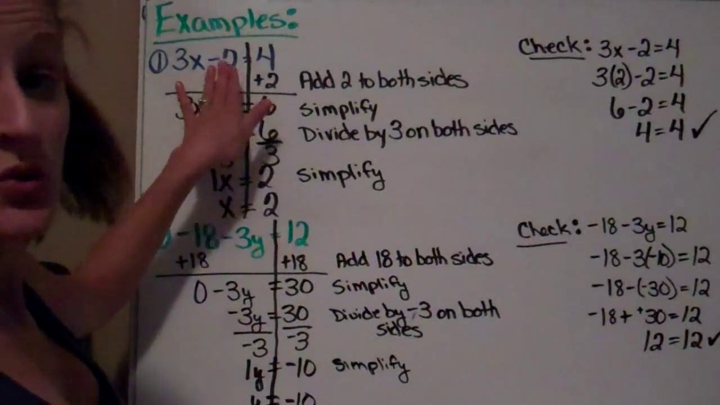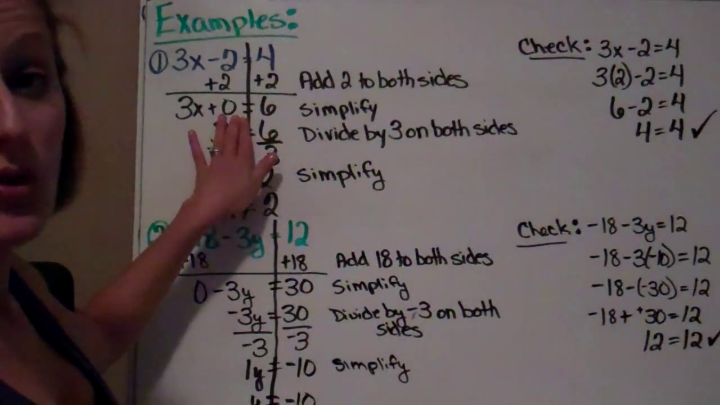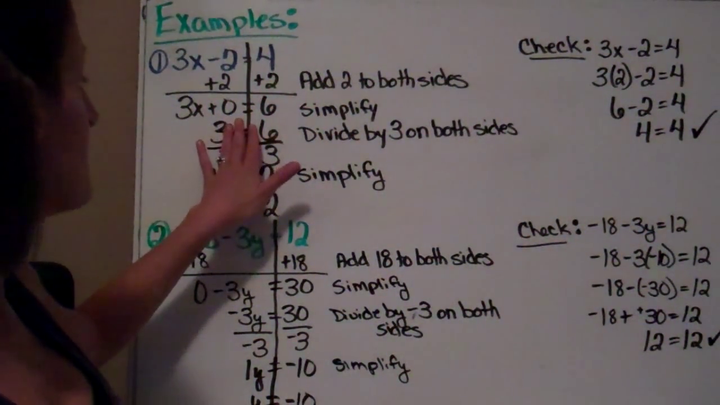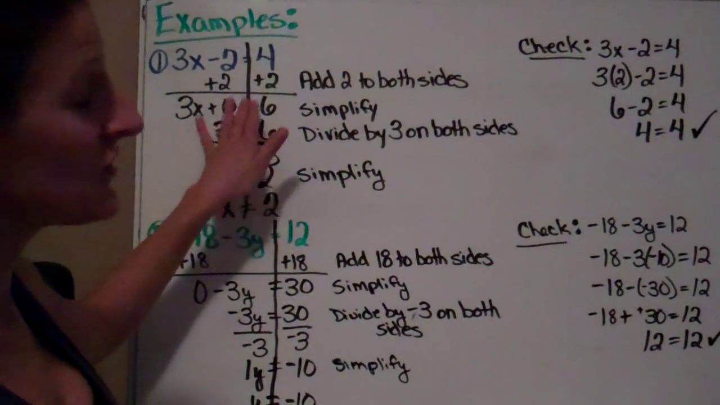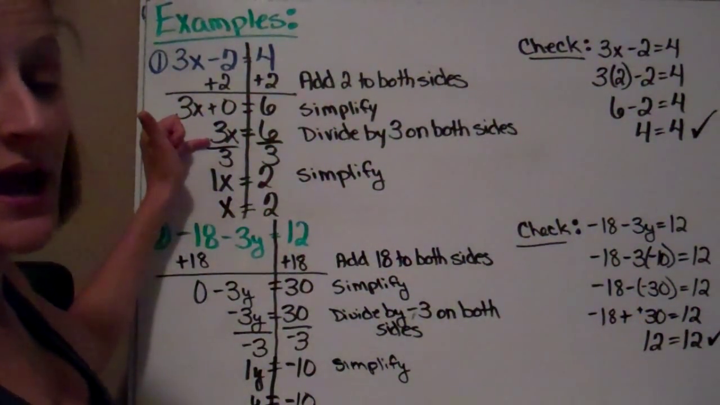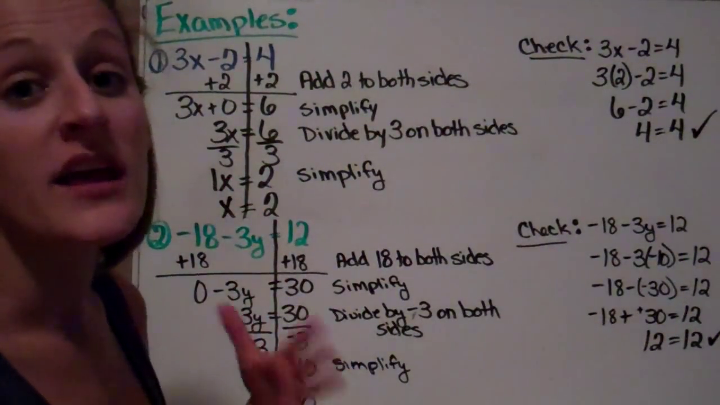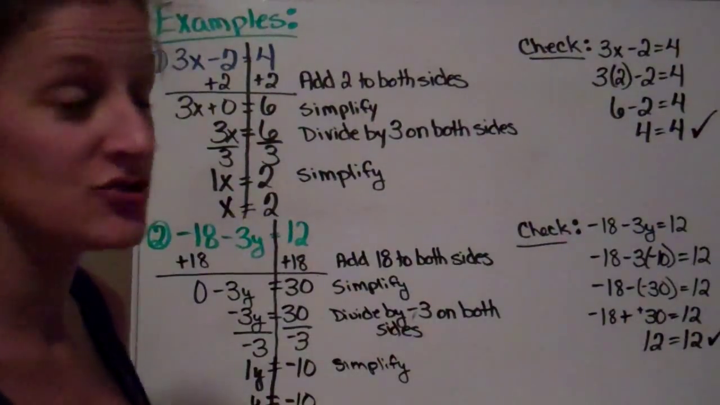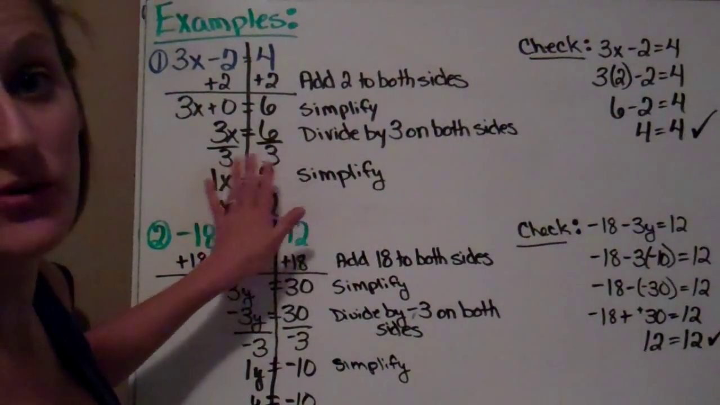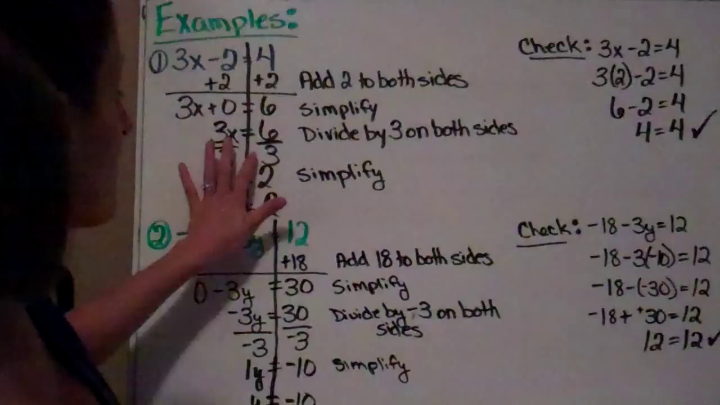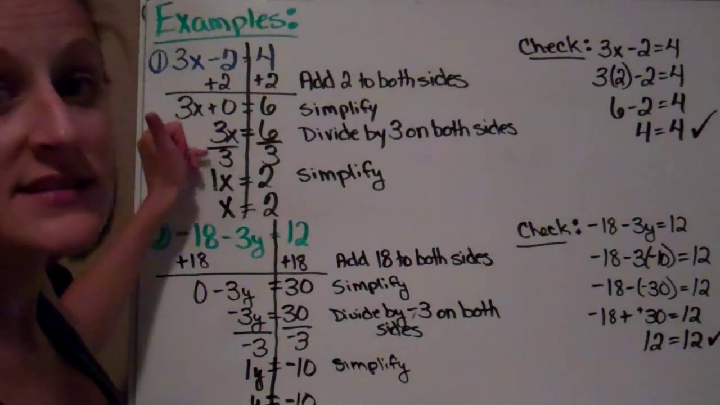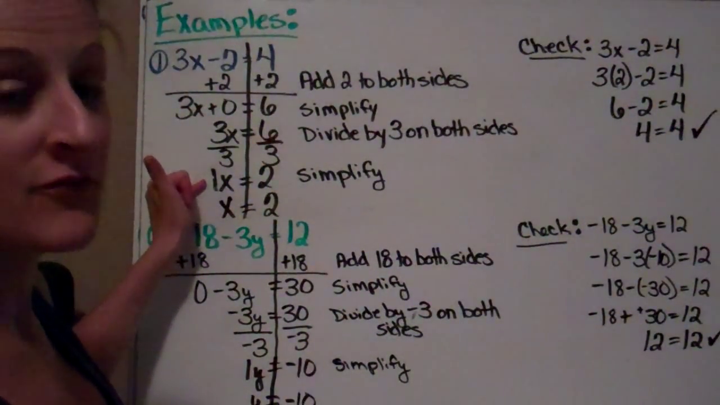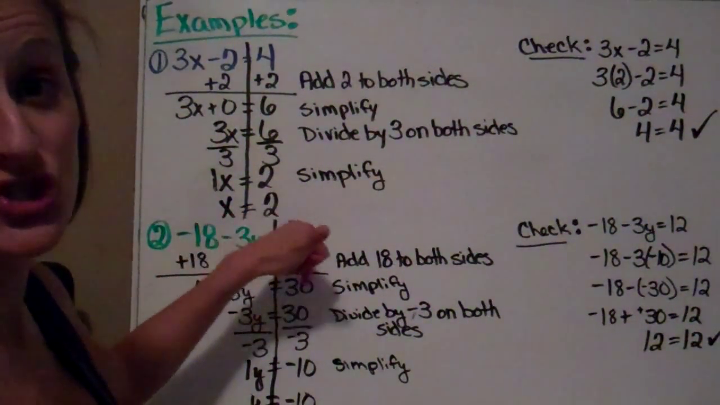Now negative 2 plus 2, that is 0. But 4 plus 2 is going to be 6. Now if I simplify this, we don't have to write the 0, so if I take that away, I just have 3x equals 6. Now, it's 3x, that means 3 times x. So to unravel that or undo it, I need to divide by 3 on both sides. Now 6 divided by 3 is 2, and 3x divided by 3 simplifies down to 1x. And if we simplify that, we can just write it as x equals 2.